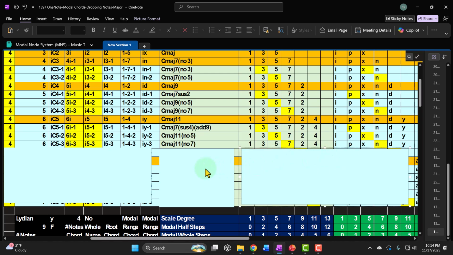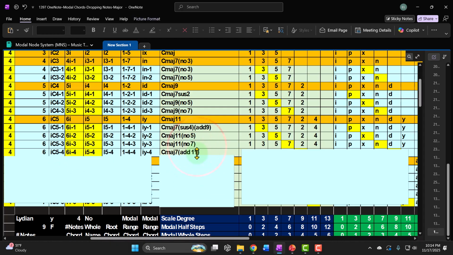So we have a C major 11, no 7. Similarly, we're dropping the 7. Not really a problem on the majors, is a problem oftentimes on the minors. And next, so I'd rather call that a 6 Ionian no 3 or an I5 no 3 or -3.